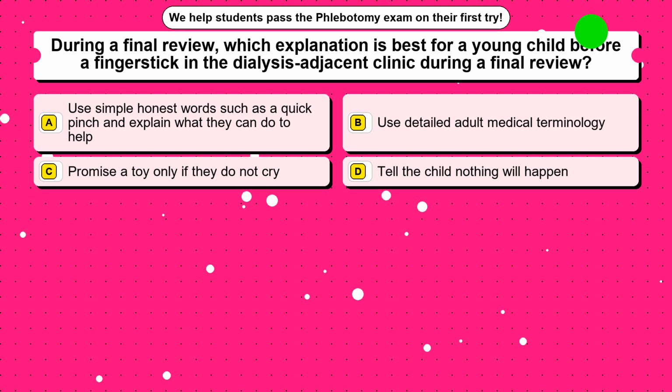Question 57. During a final review, which explanation is best for a young child before a finger stick in the dialysis adjacent clinic during a final review? Option A. Use simple honest words such as a quick pinch and explain what they can do to help. Option B. Use detailed adult medical terminology. Option C. Promise a toy only if they do not cry. Option D. Tell the child nothing will happen.